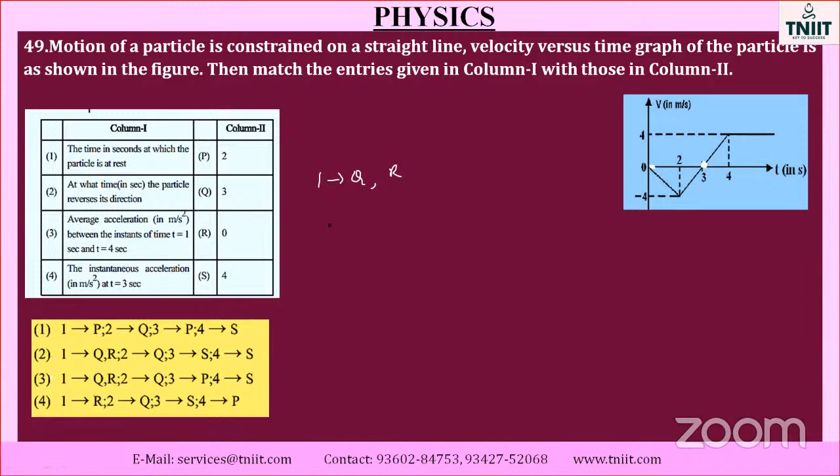Look at the second point. At what point does the particle reverse its direction after completing one cycle? At the point 3. So 2 goes to q. 3. What is the average acceleration between the instants of time 1 to 4 seconds? 1 to 4 seconds, what is the instantaneous acceleration? It has to go 2 cycles. So 3 has to reach the point P. The instantaneous acceleration at the third second value will be 4.